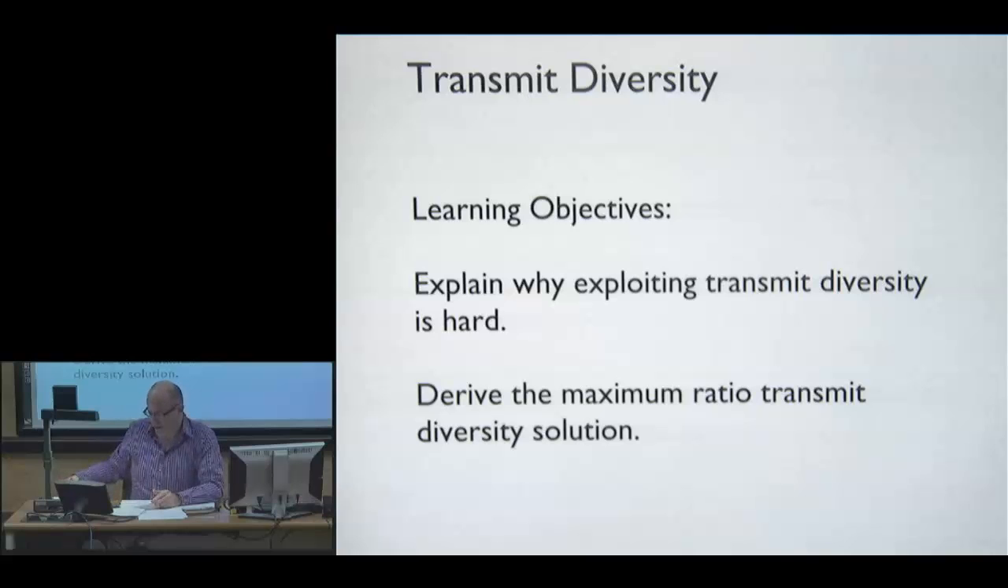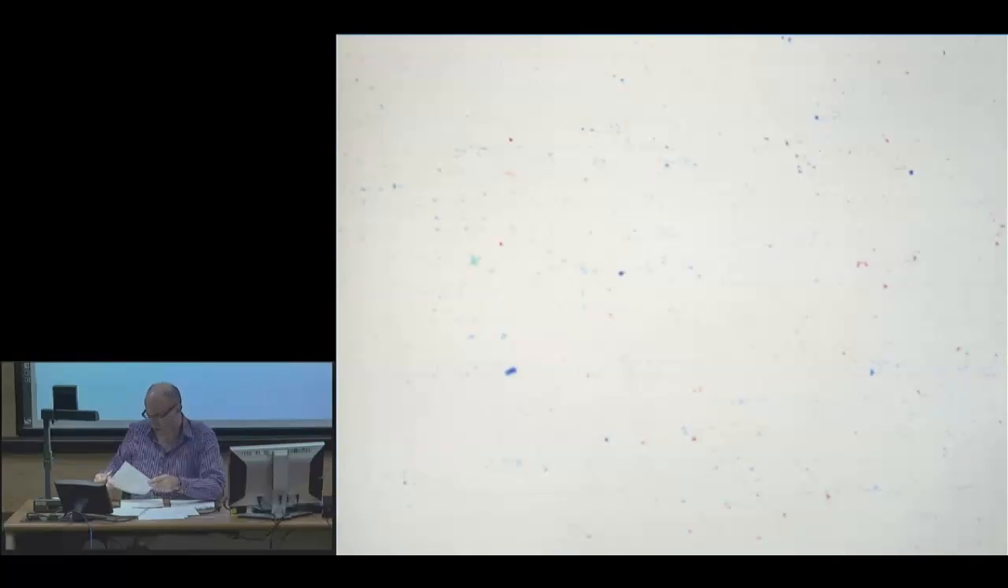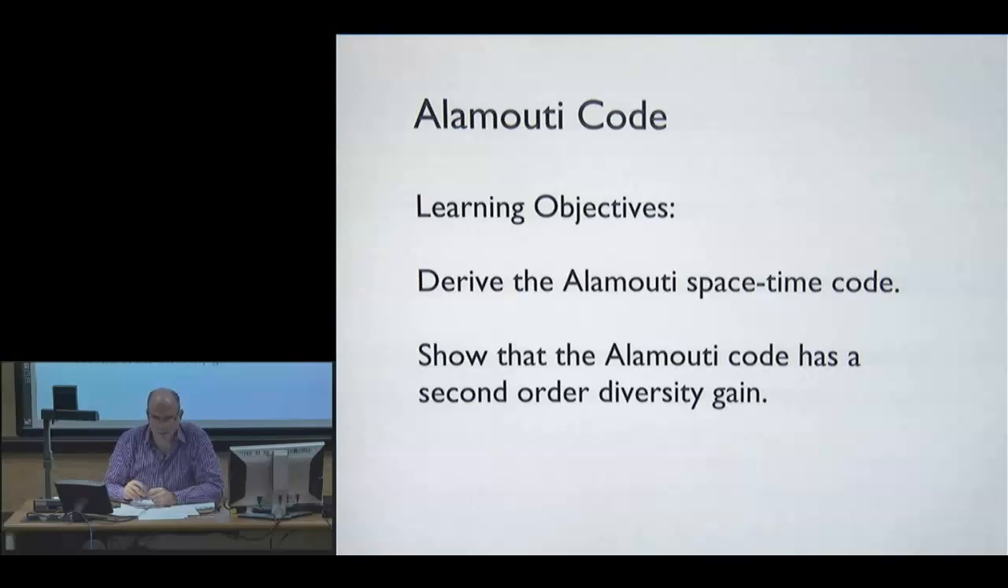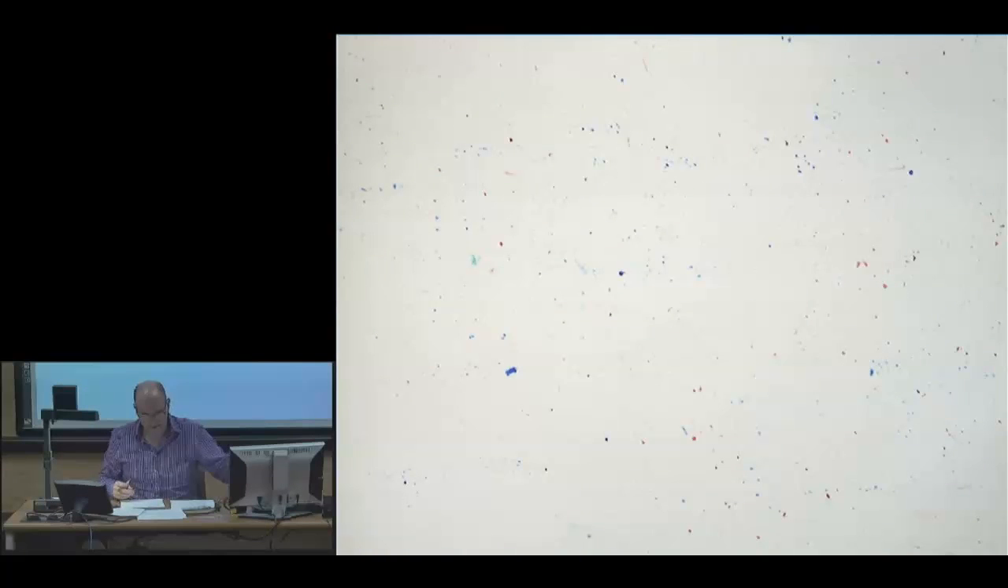Then we're going to look at a special type of transmit diversity, which is an example of what's called a space-time code. In particular, we're going to look at the Alamouti code. We're going to go through the derivation of the Alamouti code, so you should be able to derive it and then show that it has a second-order diversity gain. Those are the main things here.